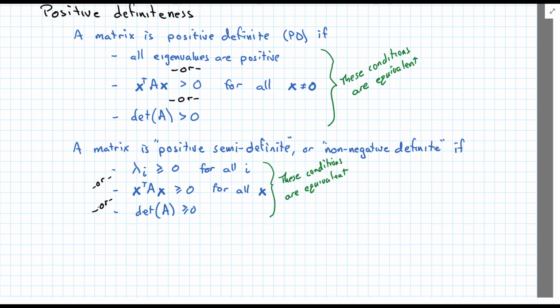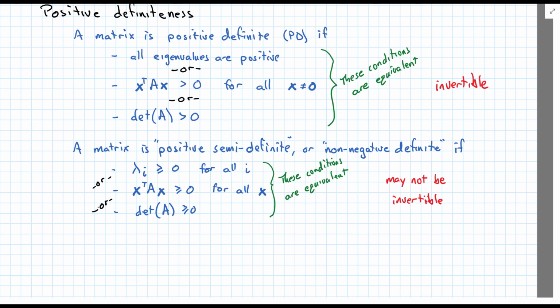Well, if we have a positive definite matrix, it's going to be invertible. If we have a positive semi-definite matrix, it may not be invertible. Well, when is it not invertible? It's not invertible if any of those greater than or equal to are actually equal to 0. In other words, all it takes is one 0 eigenvalue and the matrix is not invertible.